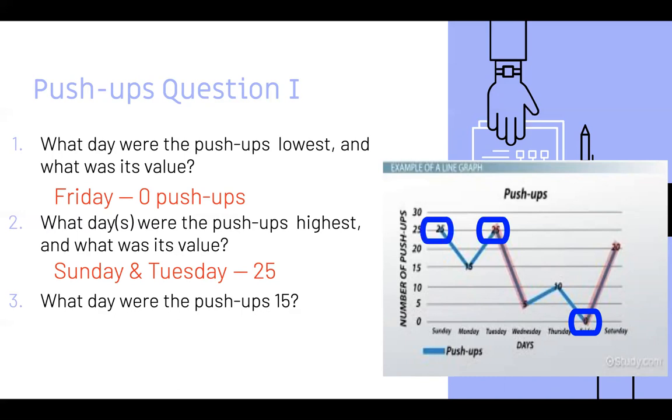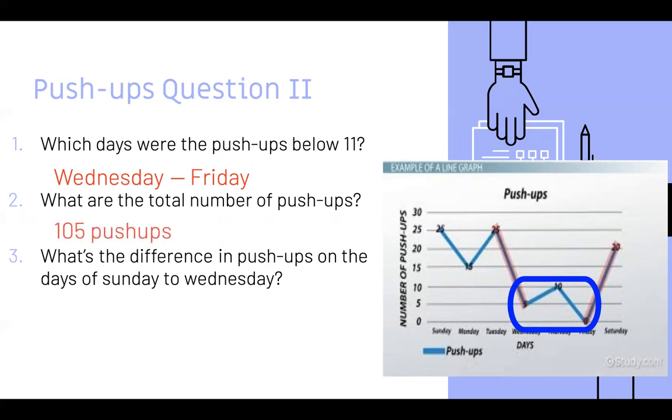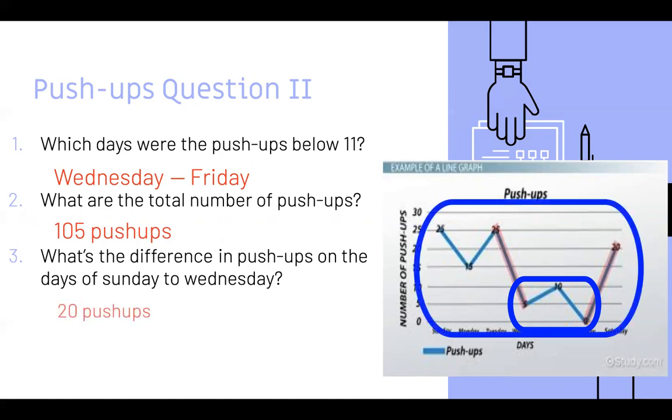And what days were the push-ups 15? The push-ups were 15 on Monday. Which days were the push-ups below 11? So we have to look. Those are 3 days, Wednesday to Friday. What are the total number of push-ups? We just count all the push-ups. So it's 105 push-ups. And what's the difference in push-ups on days of Sunday to Wednesday? And that would be 20 push-ups.